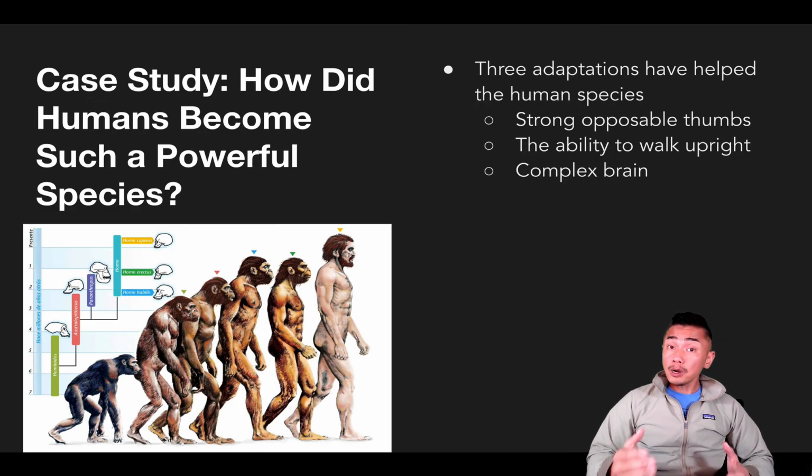Human beings were also subject to natural selection. There are 3 adaptations that are thought to have helped humans survive and reproduce in their environment, and those are having an opposable thumb, the ability to walk upright, and a complex brain.